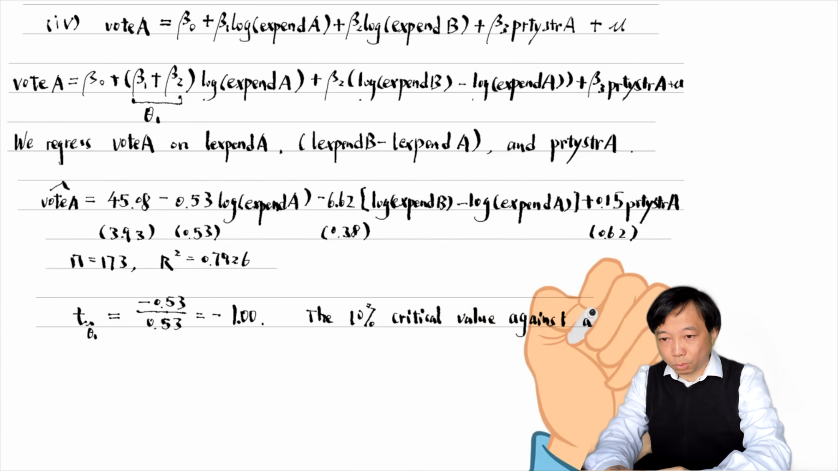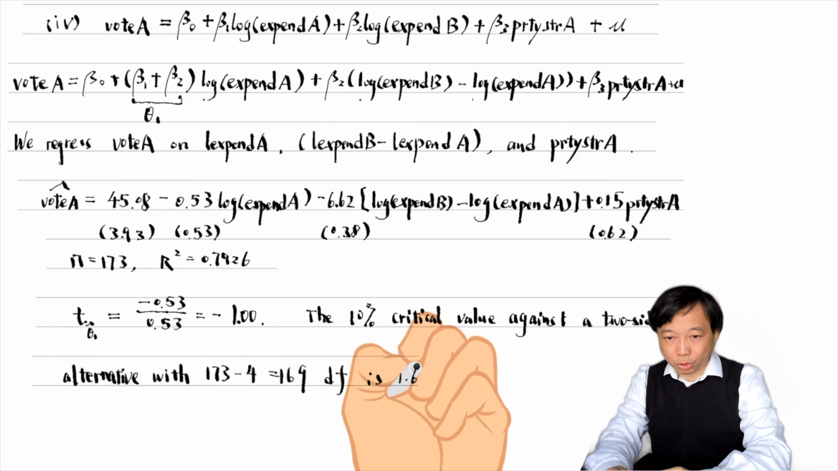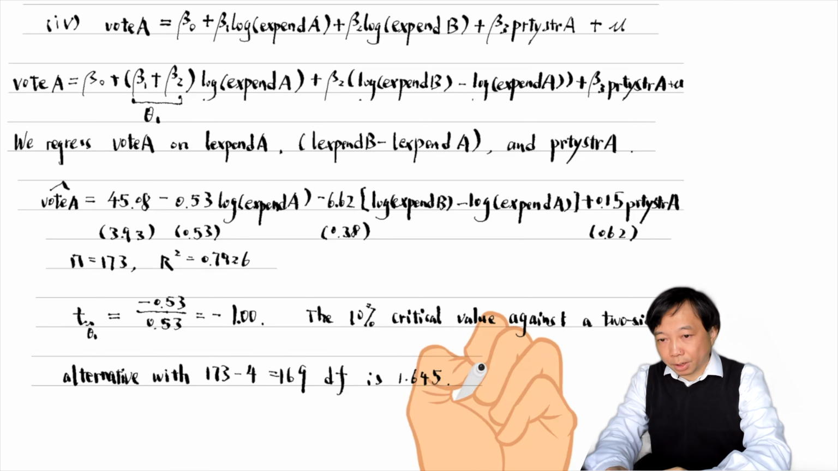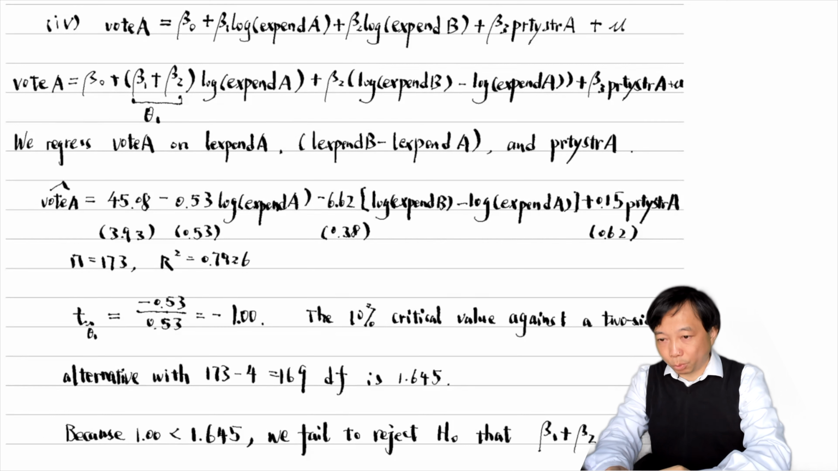That is minus 1.00. From the t-distribution table, the 10% critical value against a two-sided alternative with 169 degrees of freedom is 1.645. Because the absolute value of the t-statistic is below the critical value, we fail to reject the null hypothesis that beta 1 plus beta 2 is 0.